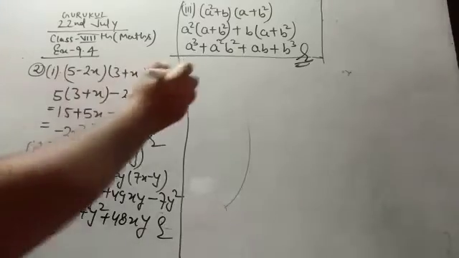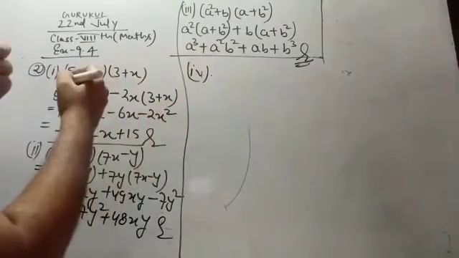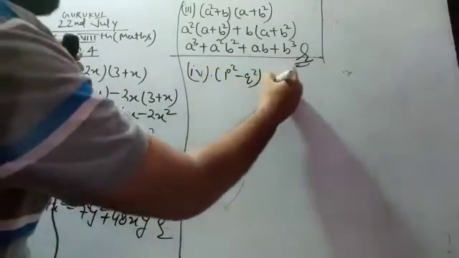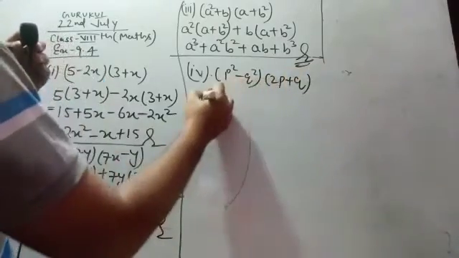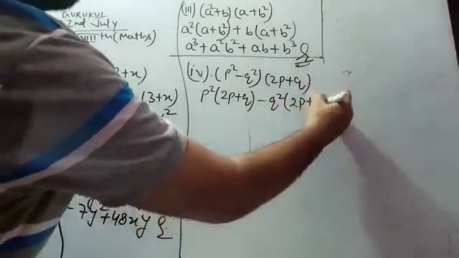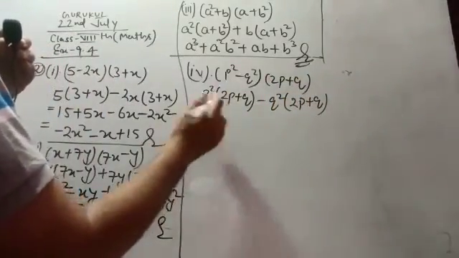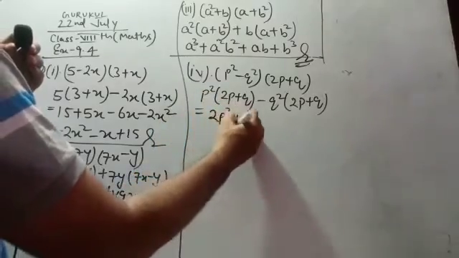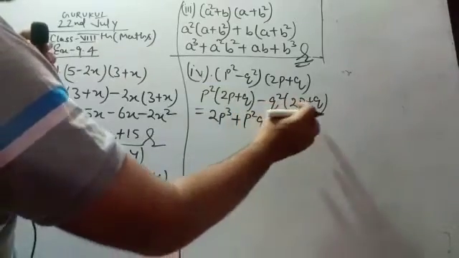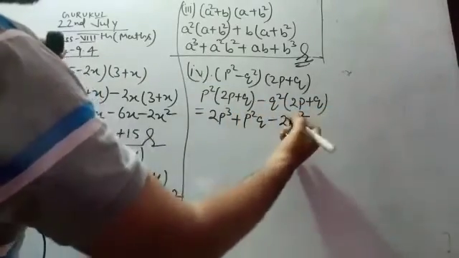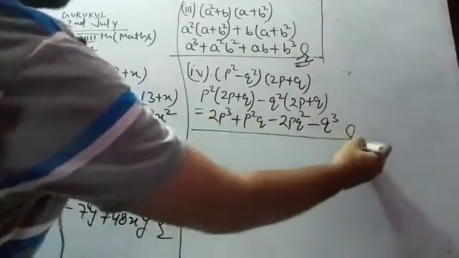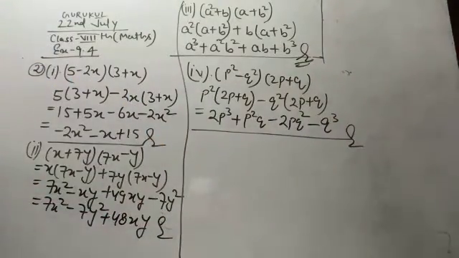Now students, let us solve the fourth part: (p square minus q square)(2p plus q). So firstly p square will be multiplied to 2p plus q, then minus q square will be multiplied to 2p plus q. So let us open this bracket. P square into 2p, this will be 2p cube, power will be added, p square into q, p square q, minus q square into 2p, this will be minus 2p q square, minus q square into q, minus q cube. There are no like terms, so this is going to be the answer.